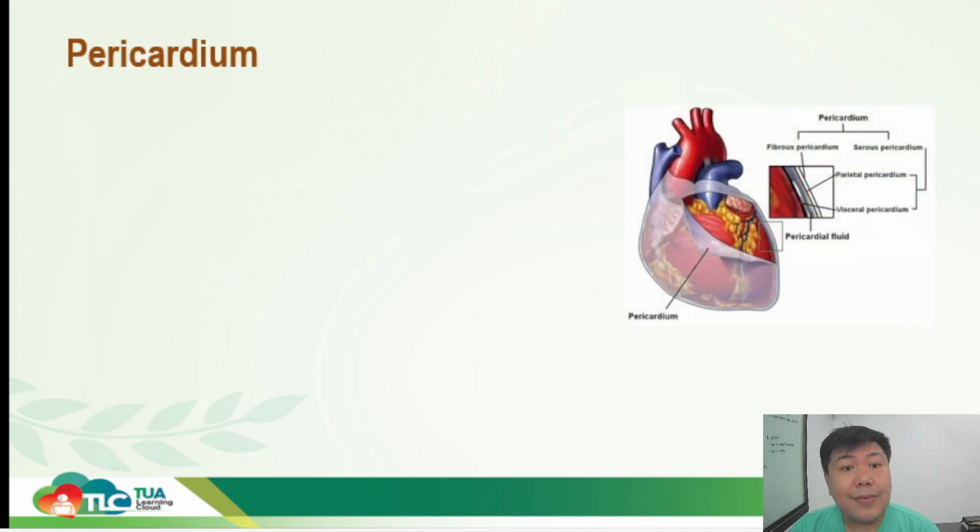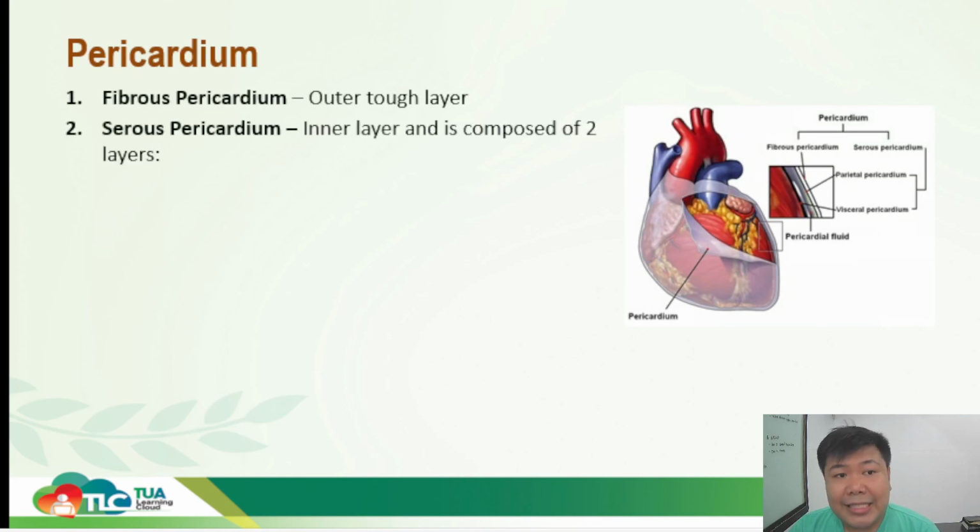So let's start with the pericardium. We said that the pericardium is an outer sac which covers the heart, and it is composed of two main layers. First is the outer covering of the heart called the fibrous pericardium. This is the one that you see when you take out a heart, no? And the inner layer is called the serous pericardium. It is the inner layer and is actually composed of two layers.